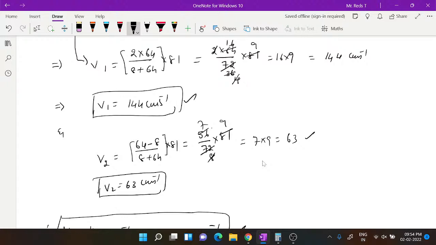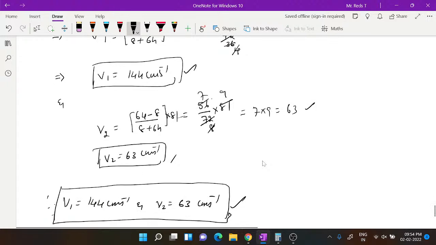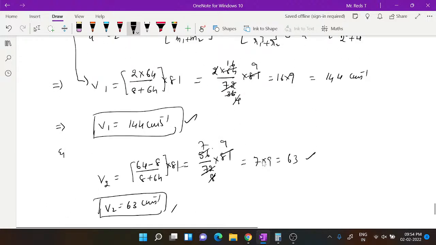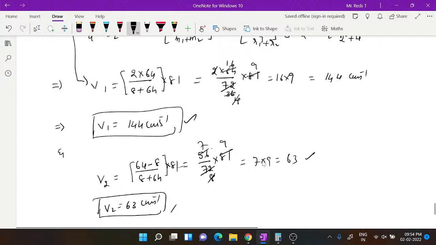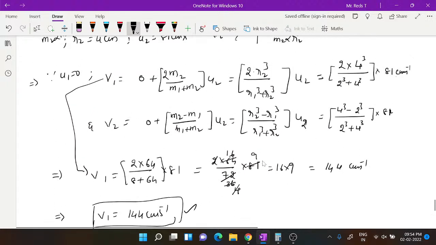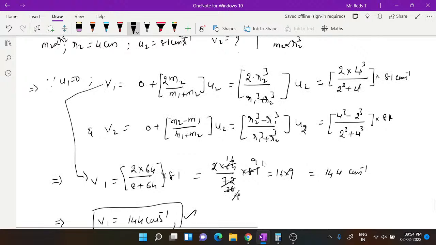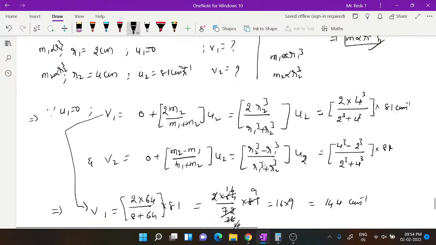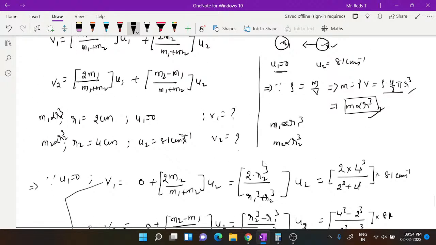Because the units are given in CGS units, 81 centimeter per second, we get 63 centimeter per second. So that is how we get the values of v1 and v2. When radii of the colliding particles are given, the final velocities can be obtained by using these expressions. You have to remember how to replace mass in terms of radius, then it will be simple.